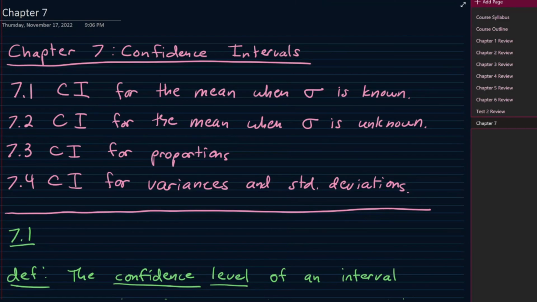We looked at proportions, where the formula is p hat plus minus z star times square root p hat q hat over n. And the last one, we looked at the confidence interval for variances and standard deviations. And that's the chi-square tables. And the lower bound is n minus 1 times s squared over chi squared right. And the upper bound is n minus 1 times s squared over chi squared left.